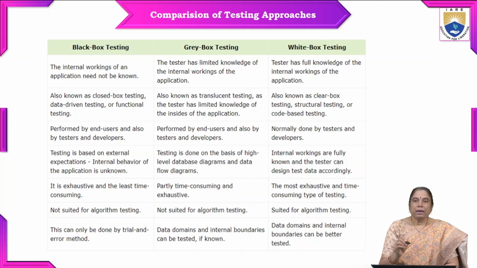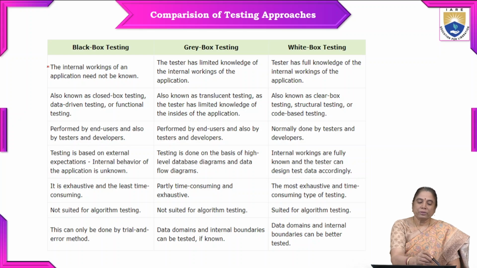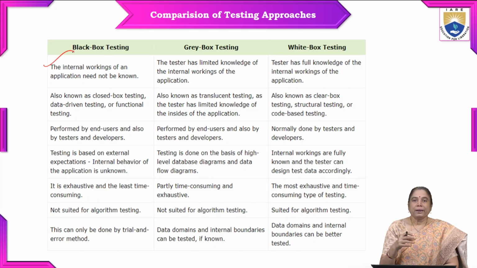So here we can compare the three approaches of software testing: black box testing, gray box testing and white box testing. Here the internal working of the application is not known in case of black box testing. Only the required interfaces must be taken care of and the functionality is tested. In case of gray box testing, the tester has limited knowledge of the internal working of the application. Why? Because it is a combination of both white box and black box.